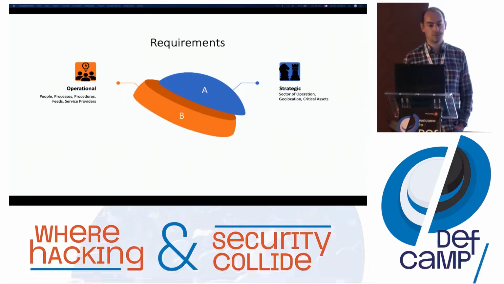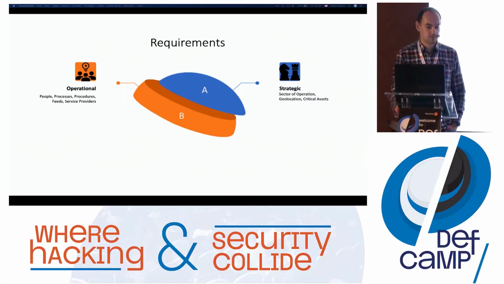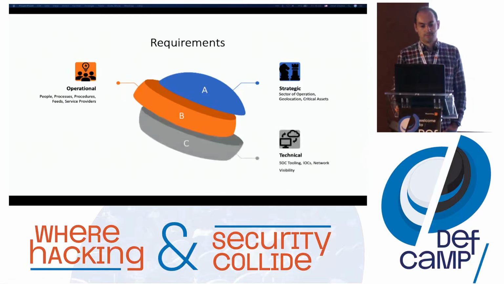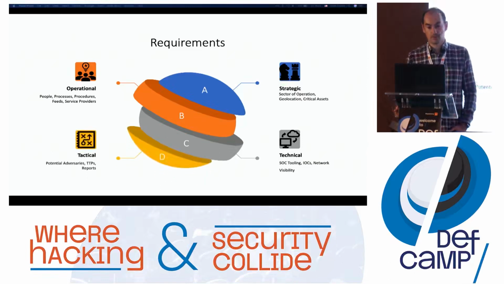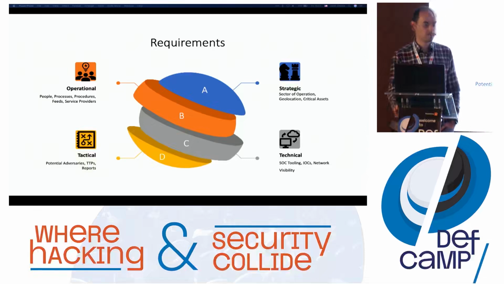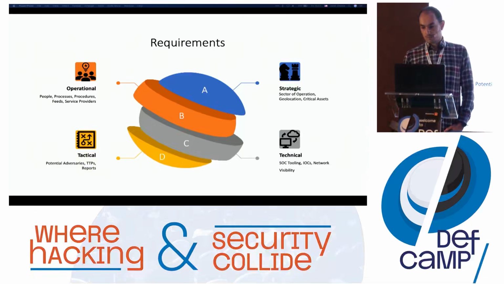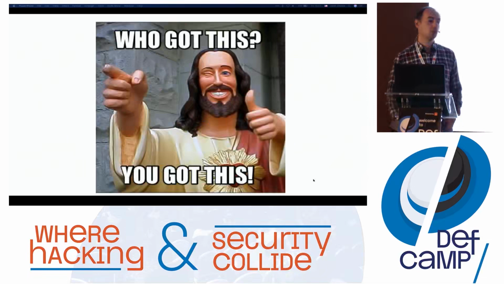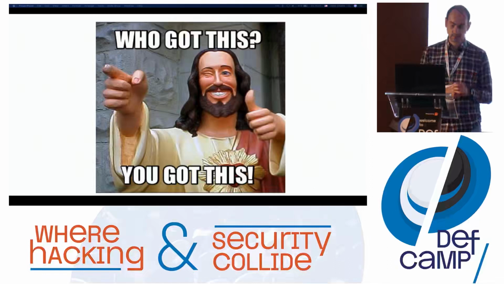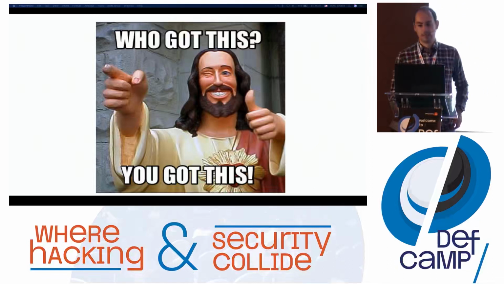Operational. You need to have requirements from people, processes, procedures. You need feeds as well, service providers. Technical. So you need to define requirements for your SOC tooling, your IOCs. You have to know how much network visibility you have on your company. And last but not least, tactical. Good. And who's going to do all those things? That's you. That's you, the threat intelligence guy or girl or department.